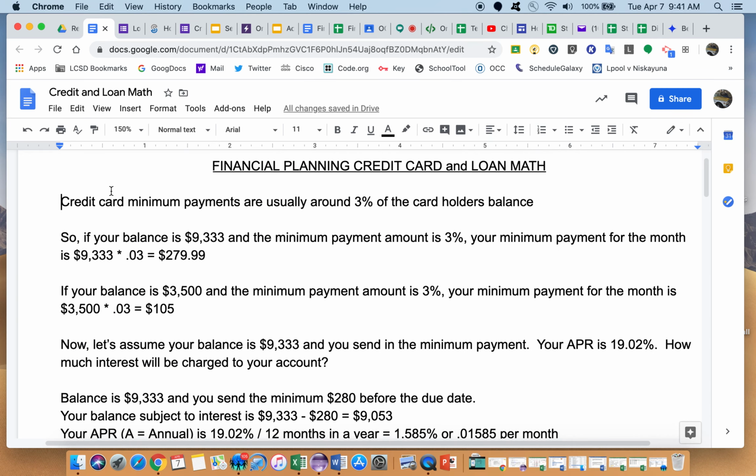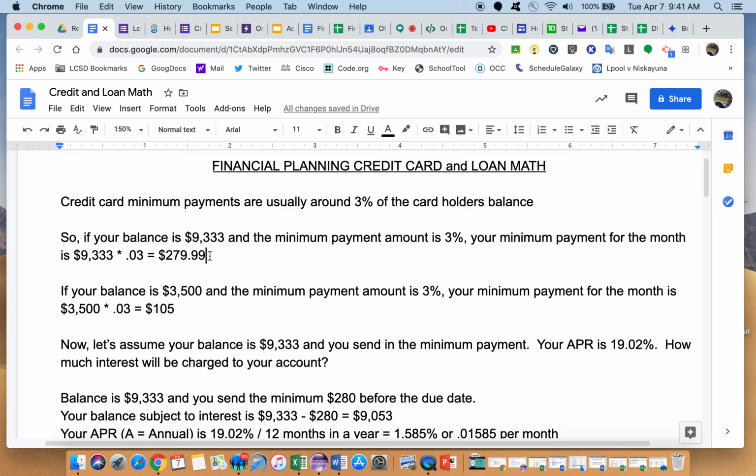Starting here at the top. As you know, you have a minimum payment on all your credit cards that you hold. And the minimum payment is about 3% of your balance. That's basically the national average, 3% of your balance.